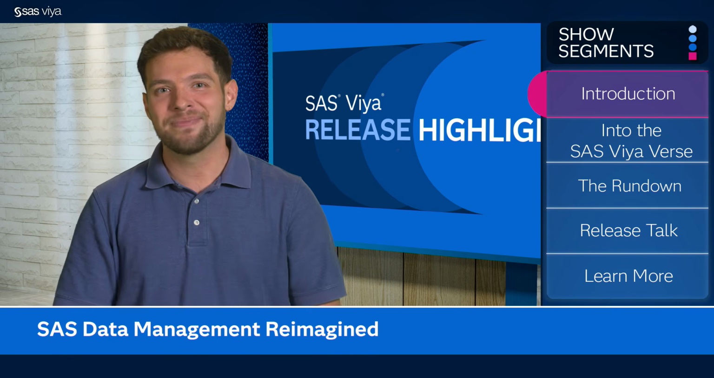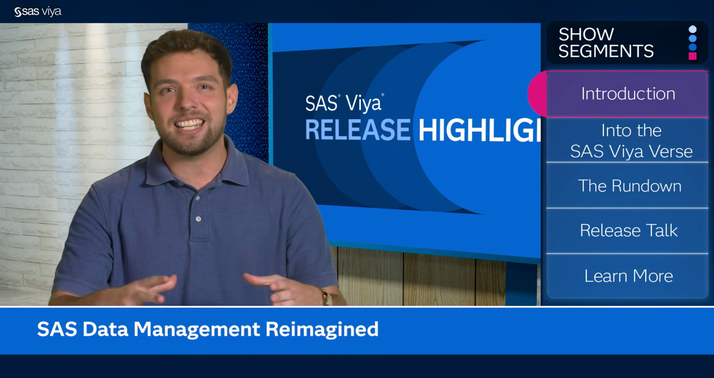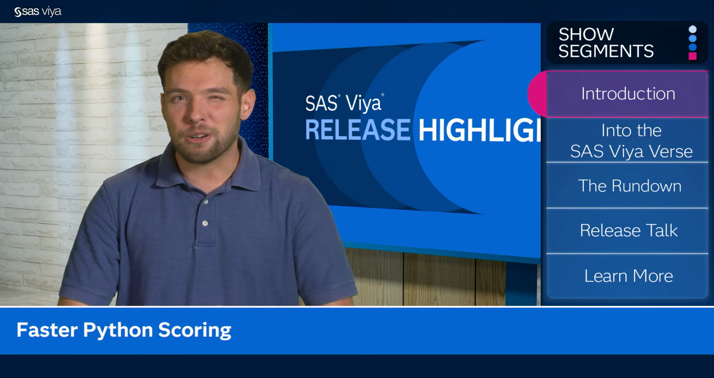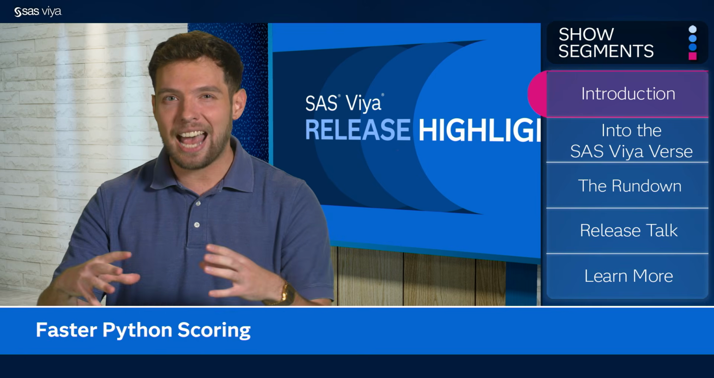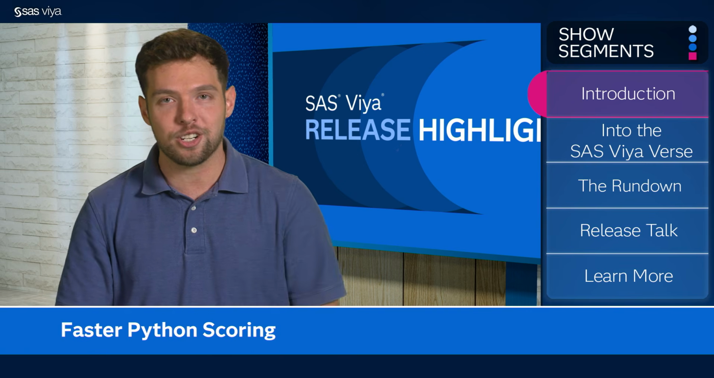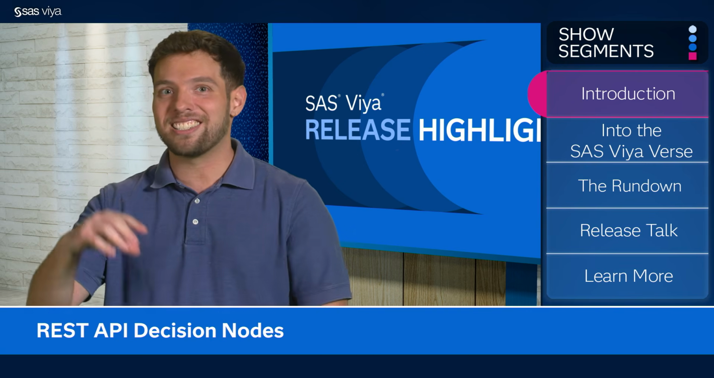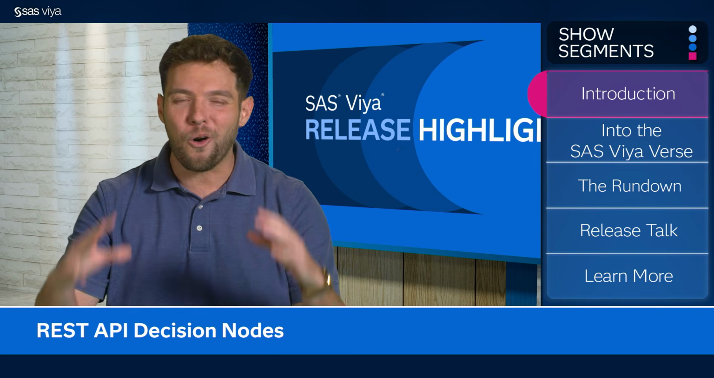We're going to break down what changed, why it changed, and what it means for you working with data every day. We'll also dig into the latest SAS Viya updates, including a refreshed main menu, faster Python scoring with an update to CAS Gateway use in SAS Model Manager, model card enhancements, REST API decision nodes in SAS Intelligent Decisioning, and a whole lot more.